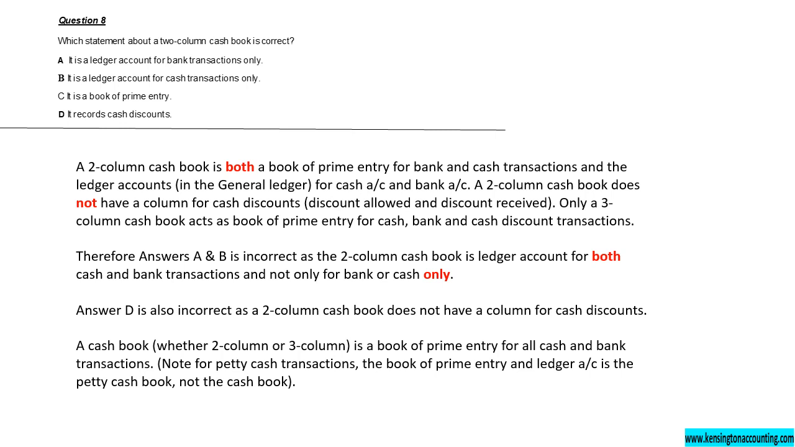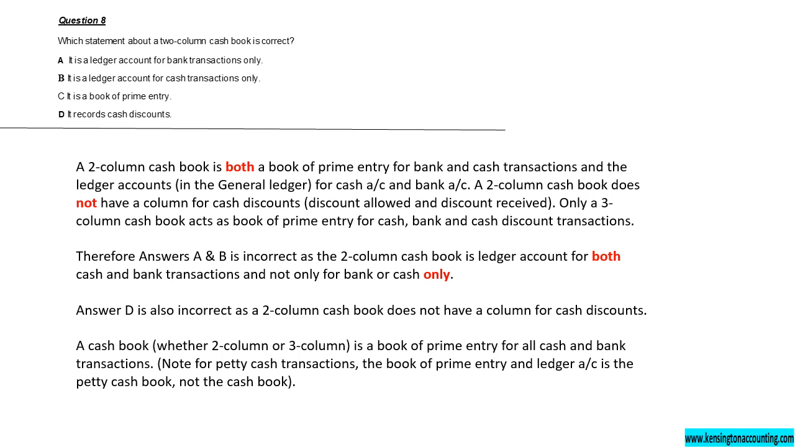The only difference between a 2-column cash book and a 3-column cash book is that a 3-column cash book also includes cash discounts. So on the debit side, a 3-column cash book will have a discount allowed column, and on the credit side, a 3-column cash book would have a discount received column. However, in a 2-column cash book, there's no discount allowed column or discount received column. There are only 2 columns on the debit side and on the credit side, one for bank and the other for cash. Now let's look at the 4 possible answers.